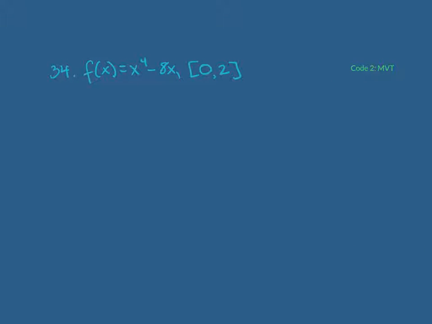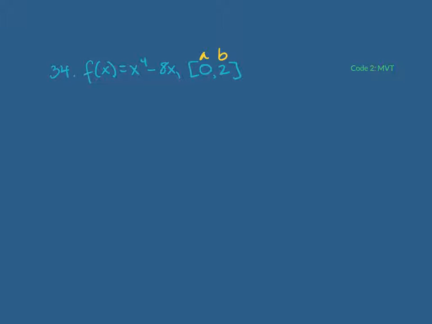Let's do one more, just for good measure. So this time in 34, we're given f of x is equal to x to the 4th minus 8x. And the interval we're given this time is 0 to 2. So again, my a is going to be 0, my b is going to be 2. First, we have to ask ourselves, is f of x going to be continuous on the closed interval [0, 2]? Yes, it is. Now we have to ask ourselves, is the function going to be differentiable on the open interval (0, 2)? The answer is, again, yes.